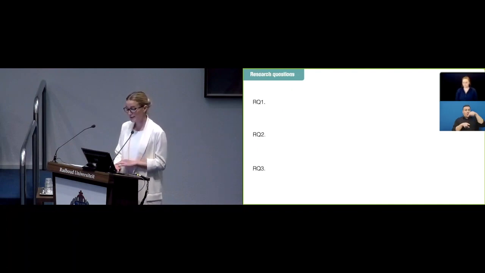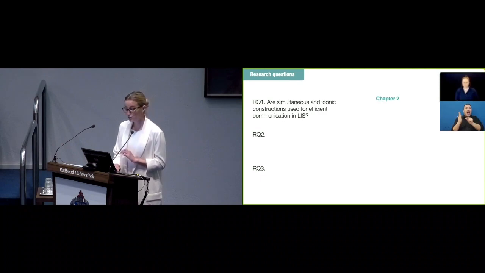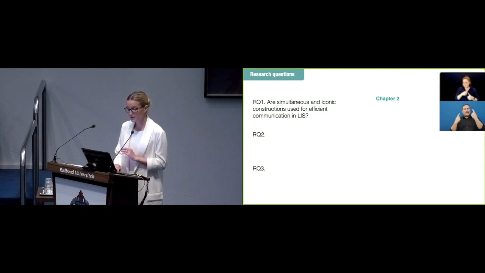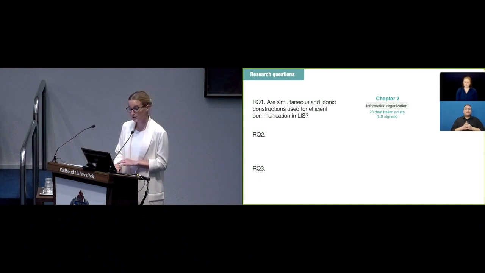I used this experimental design to test my hypothesis by answering 3 research questions I investigated in my dissertation. In Chapter 2, I investigated the first research question to see whether simultaneous and iconic constructions are used for efficient communication in lists. To answer this question, I focused on the information organization structure used by list signers.